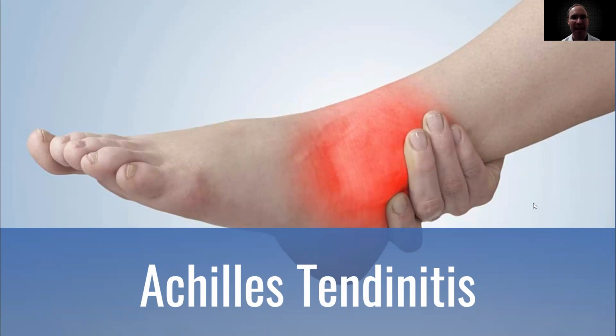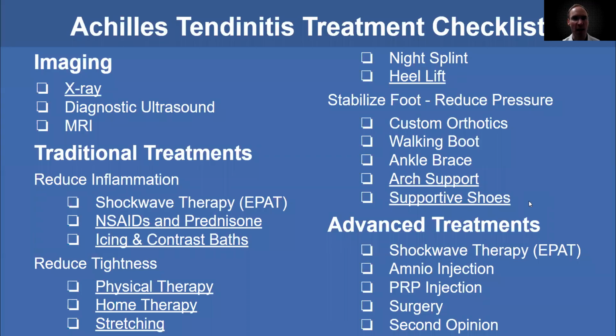Achilles tendinitis is pain at the Achilles region where the Achilles either inserts into the heel or slightly above it. There's a couple of different types of Achilles tendinitis. We're not going to get into details. I'll have some details if you want at the bottom of this video about that condition. What are the treatments? Here's the checklist that I use. And the things that you could do as a primary care or an urgent care are underlined.